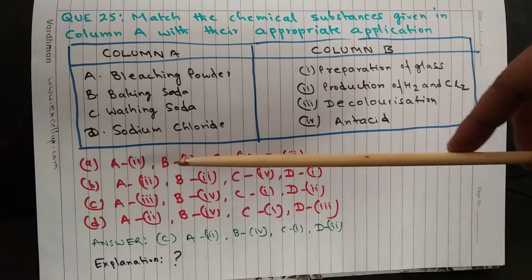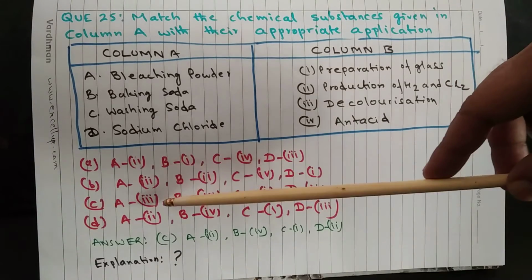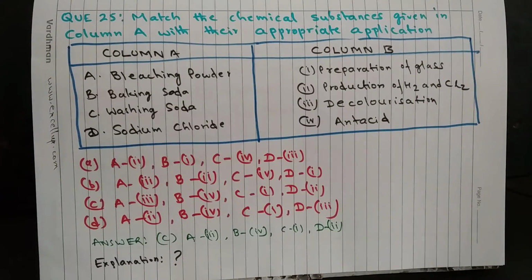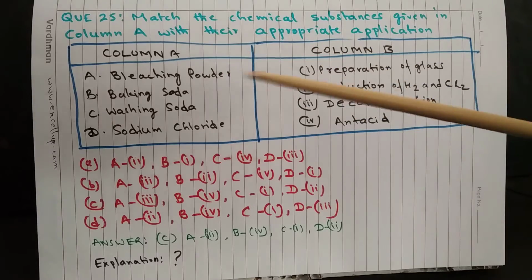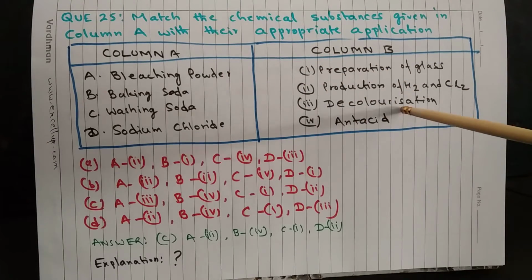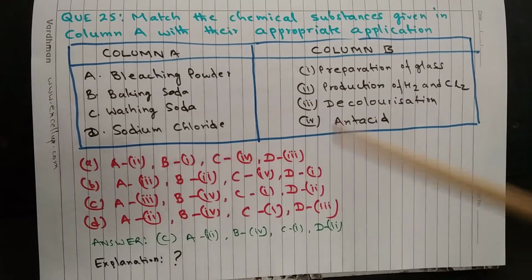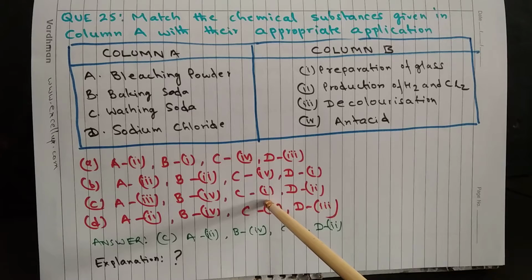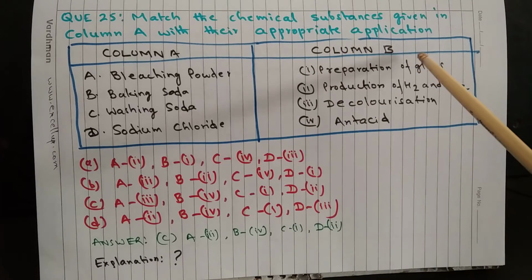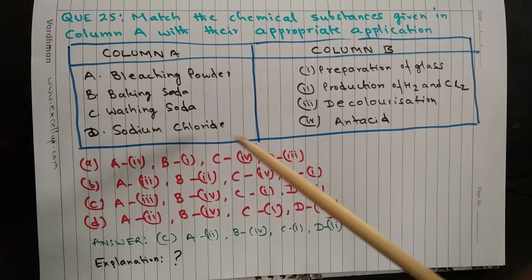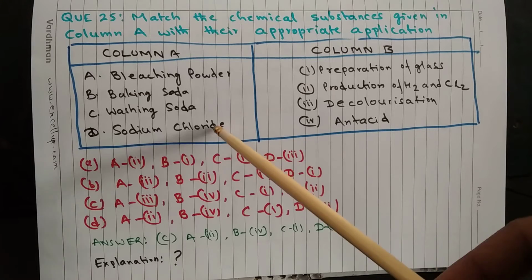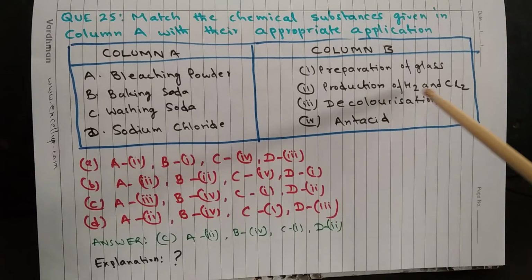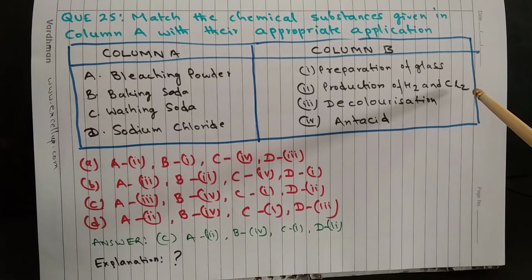So let us see in this option B and C, A is matching with 3. Okay. Baking soda is used as antacid, so B matches with 4. So that gives us option number C. B matches with 4. C is matching with 1. Washing soda is used for preparation of glass, and D is matching with 2. Sodium chloride is used for production of hydrogen and chlorine gases.